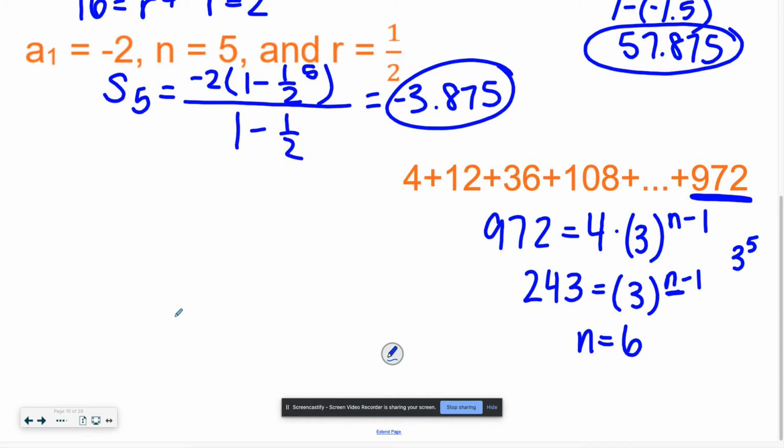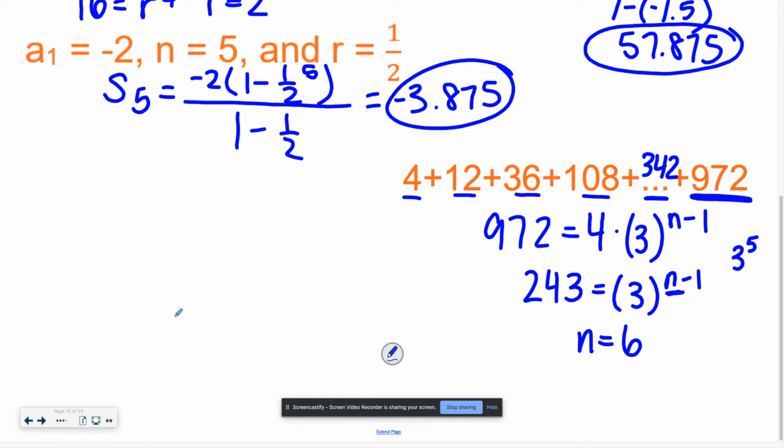And if you notice, 1, 2, 3, 4, I wonder what this one is, and then that would be the 6th term. So if I take 108 times 3, I get 342. And if I was to multiply by 3 one more time, I'd get 972. But not every case it works out that way.